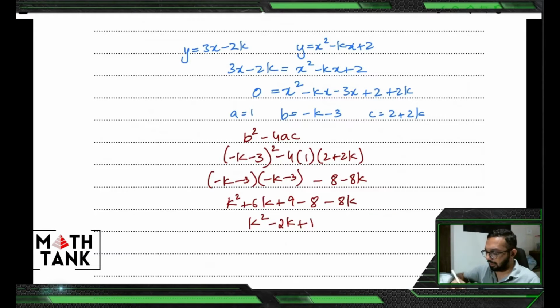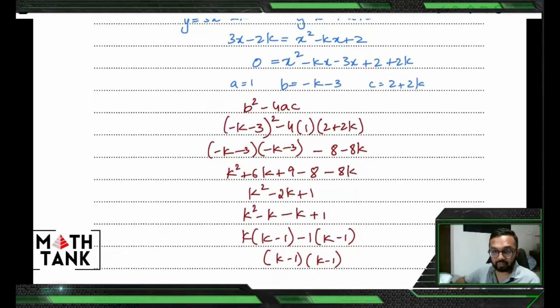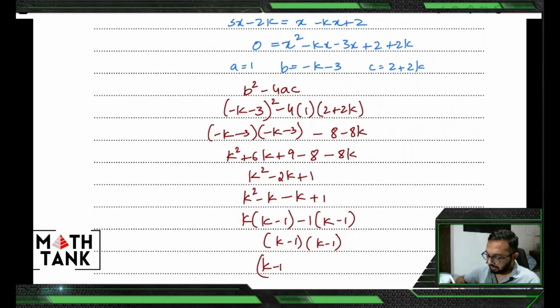If you notice, I can break the middle term, let's say I break the middle term into minus k minus k, and I factorize it. That is what I get. I get k minus 1 into k minus 1, and that's k minus 1 whole squared. So I can say that this expression is greater than or equal to 0 for all values of k.